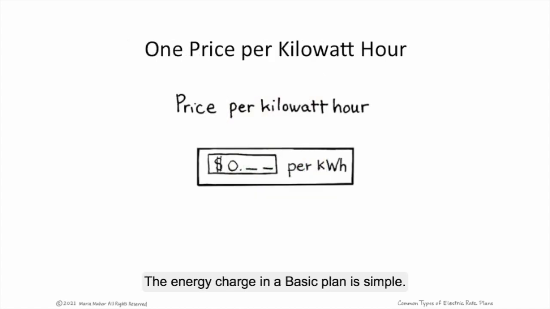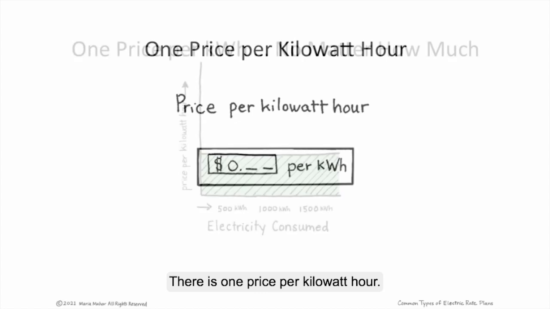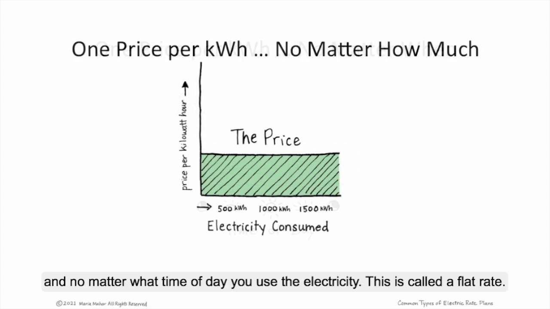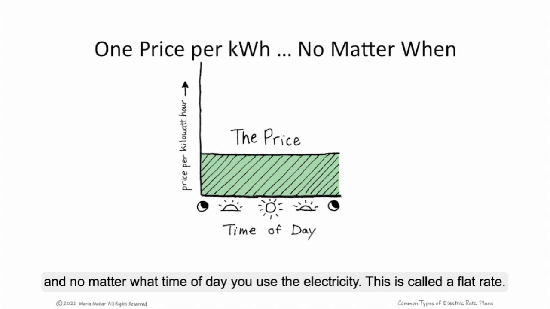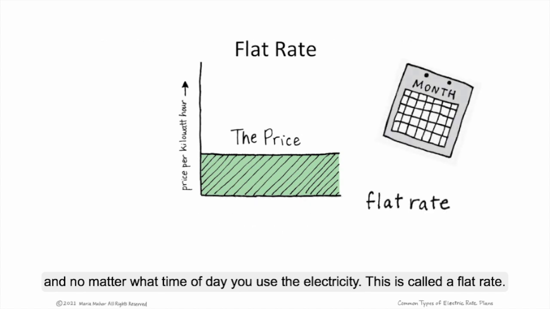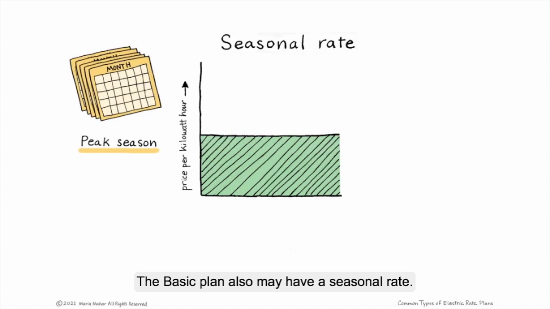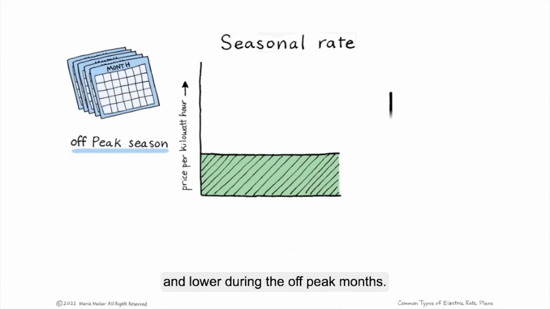The energy charge in a basic plan is simple. There is one price per kilowatt hour. The price does not change no matter how much electricity you consume and no matter what time of day you use the electricity. This is called a flat rate. The basic plan may also have a seasonal rate. For a seasonal rate, the utility defines peak months. The flat rate is higher during those peak months and lower during the off-peak months.